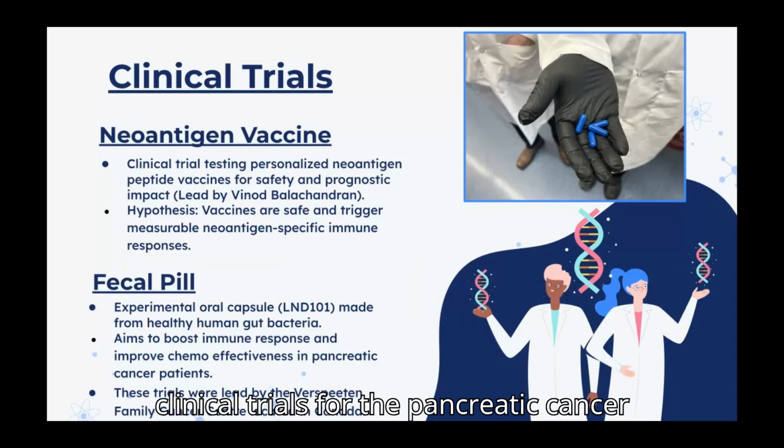Some clinical trials for pancreatic cancer would be the neoantigen vaccine and the fecal pill. The neoantigen vaccine had clinical trial testing which personalized neoantigen peptide vaccines for safety and prognostic impact, and it was studied by a group of scientists led by Vinod Balachandran. The hypothesis that they were able to come up with so far was that these vaccines are safe and trigger measurable neoantigen specific immune responses.